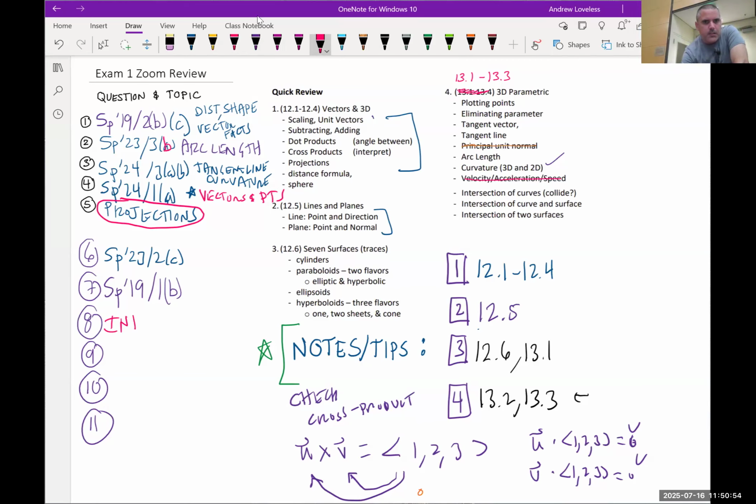Yeah, let's talk about intersection. Lovely. Yes, in the back there. Spring 23, 4B. Lovely. Great, yes. Spring 24, 1D. That hits on the projection idea. All right.